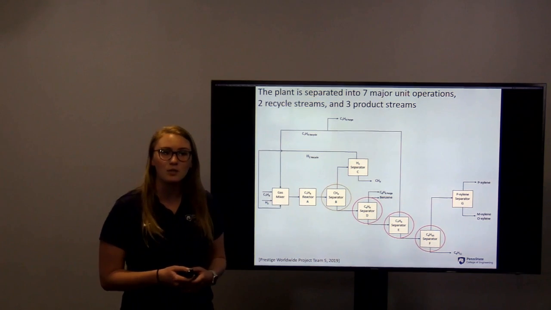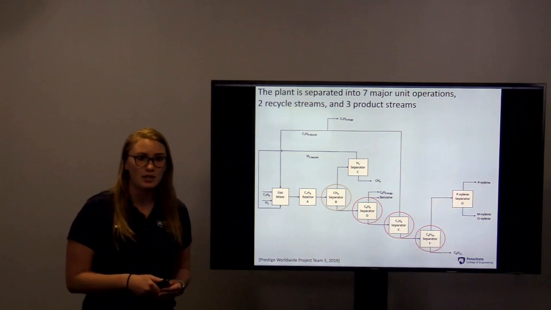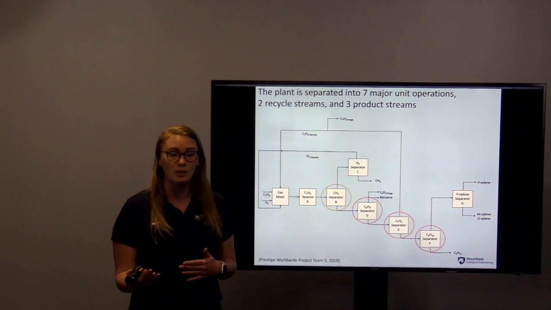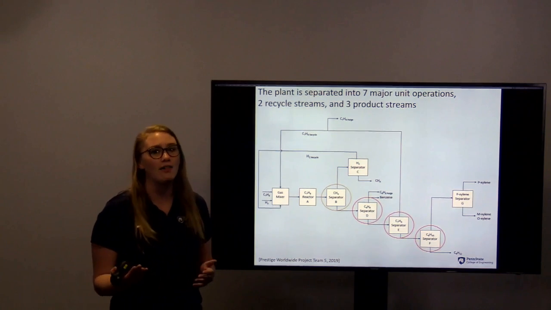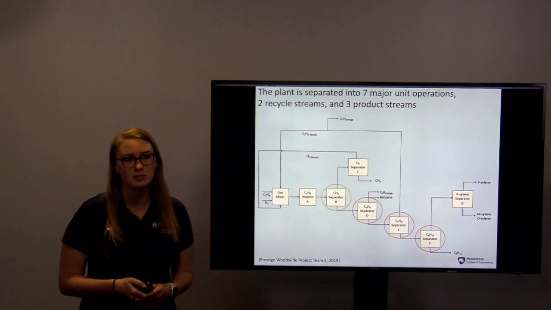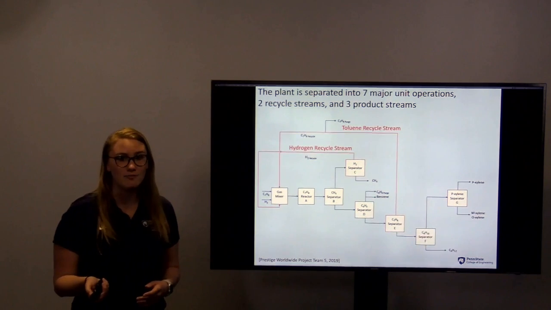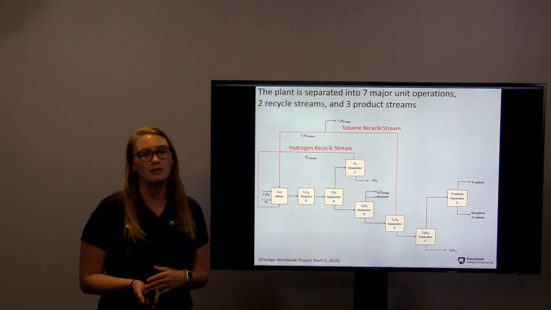And then lastly, we have our vapor-liquid flash separation unit. This unit uses vapor-liquid equilibrium to separate our light products, which are hydrogen and methane, and then send our heavier products down into the rest of our distillation towers. And as I've mentioned already, we do have hydrogen recycle streams and our toluene recycle streams.